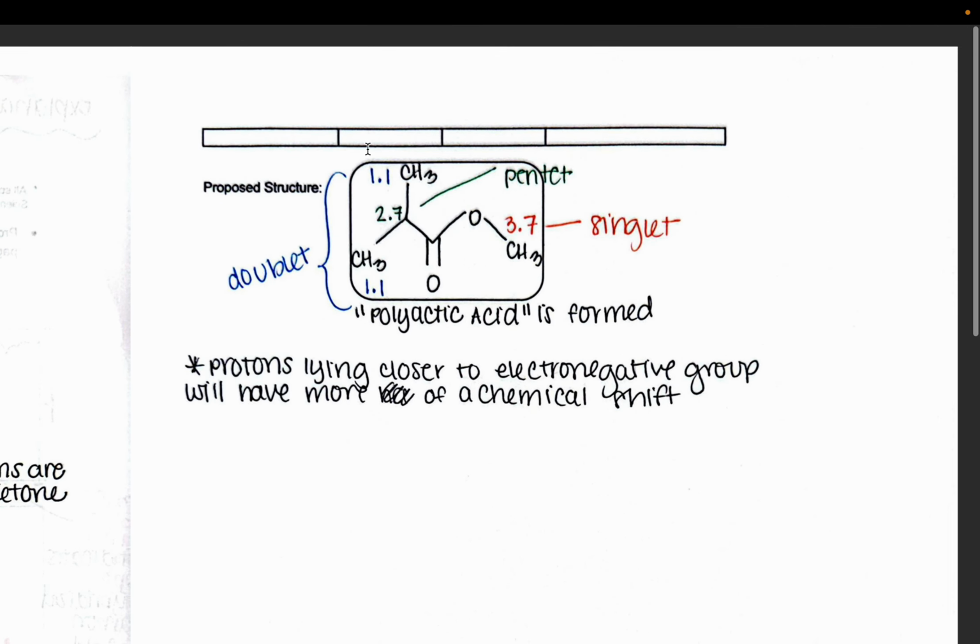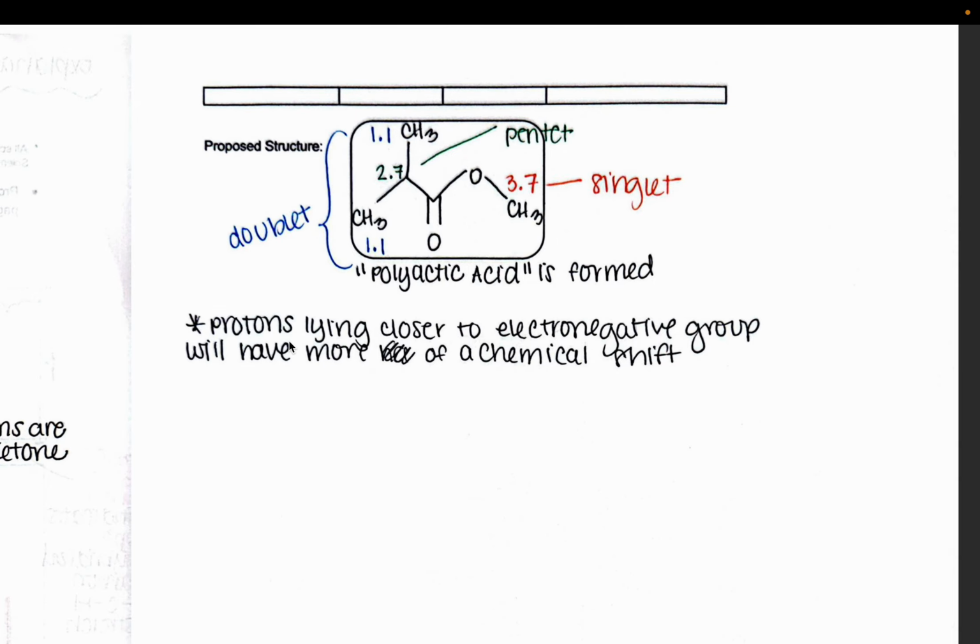Okay, so we go here. This is going to be our proposed structure. The IUPAC name is polylactic acid. And as you can see, we've assigned our doublet to our methyl groups. Our pentet is here, adjacent to our double bond oxygen. Our singlet is at the end of our methyl group, basically at our 1, 2, 3, 4, 5, our 5th carbon.